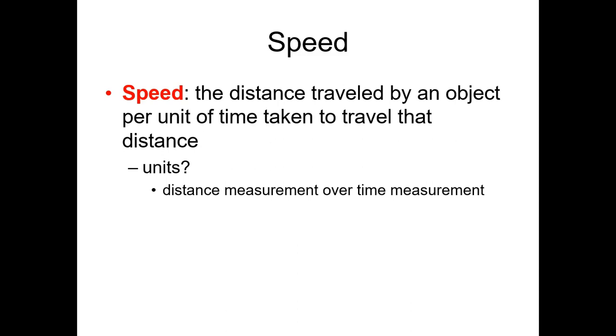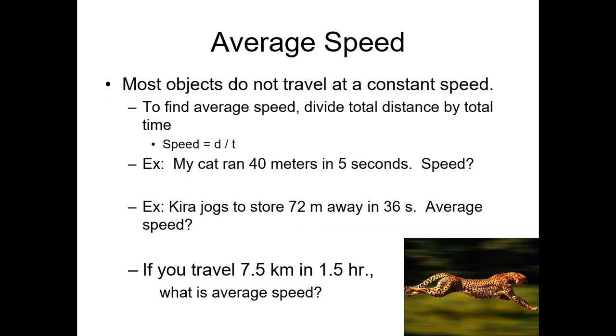Well, the units, we'll look at our definition again. It was the distance traveled per unit of time. So our units are going to be a distance measurement over a time measurement. An example might be meters per second, or maybe kilometers per hour, or miles per hour. So some kind of distance measurement over a time measurement. That's how fast something's going. So we'll get right into examples here, because again, I think you know what it is.